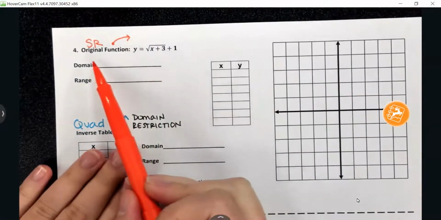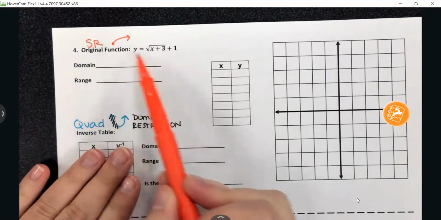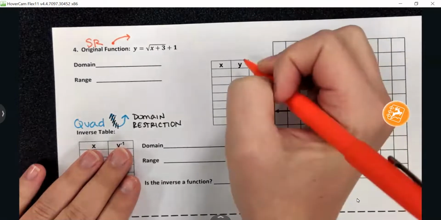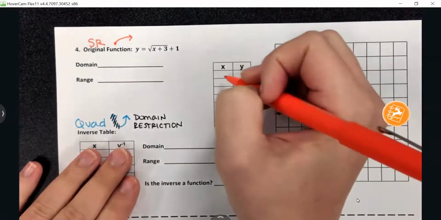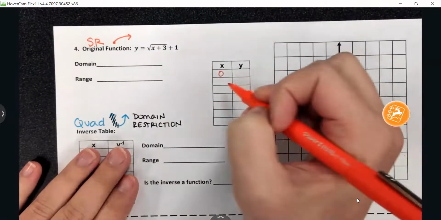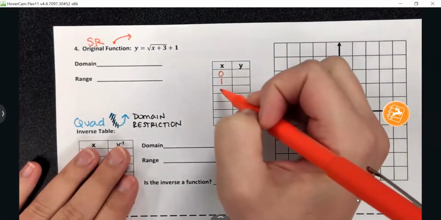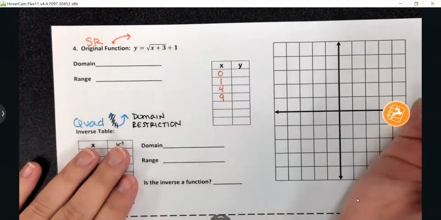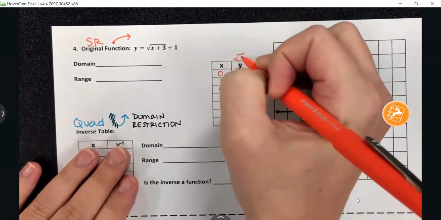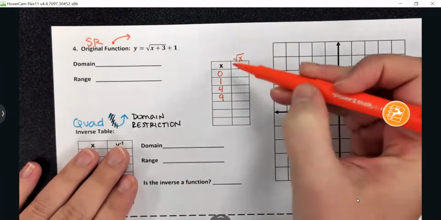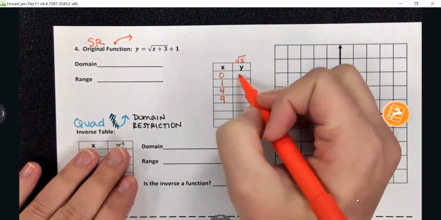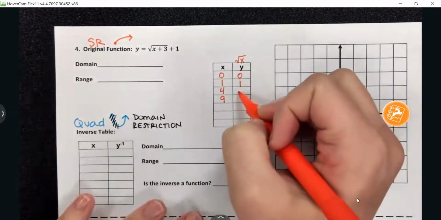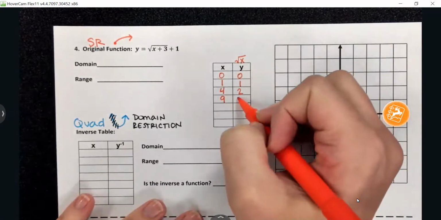So let's go to my original function. I have a square root. I need my parent points. What are my parent points for a square root function? It starts with 0. What's next? 1. What's next? 4. 9. If I take the square root, what's the square root of 0? Square root of 1, square root of 4, and square root of 9.